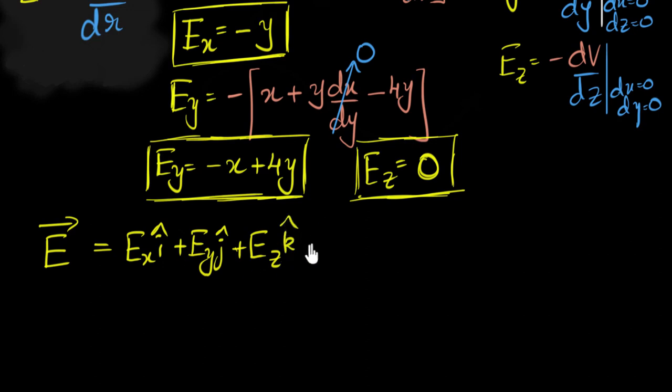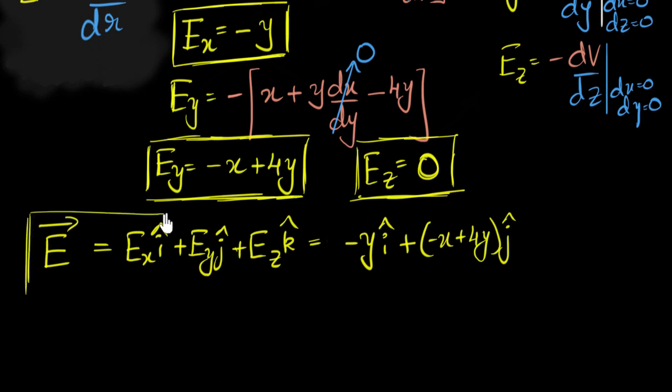It's Cartesian. Okay, what is Ex? Ex is negative y. So negative y times i cap. Plus, what is the y component of the electric field? It's negative x plus 4y. So minus x plus 4y times j cap. And what is Ez? That's 0. So this is my expression for the electric field.